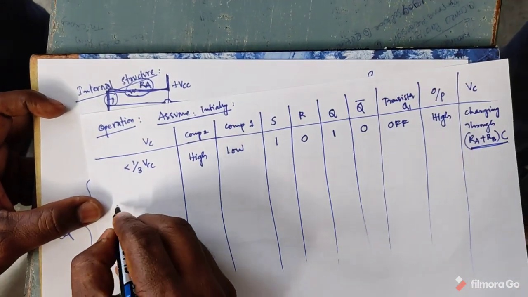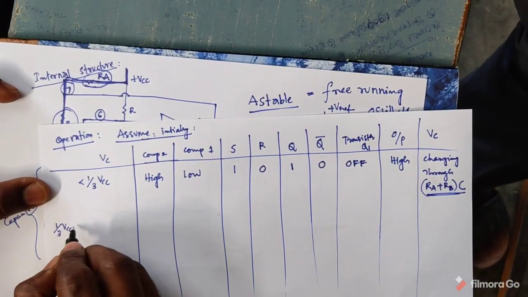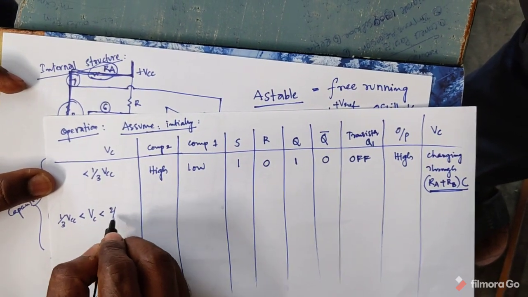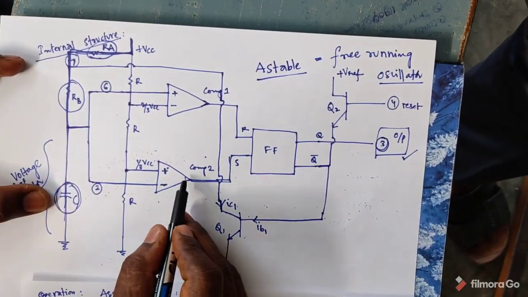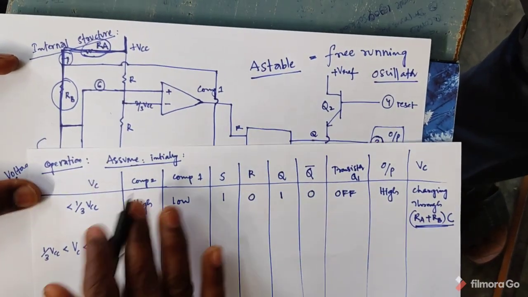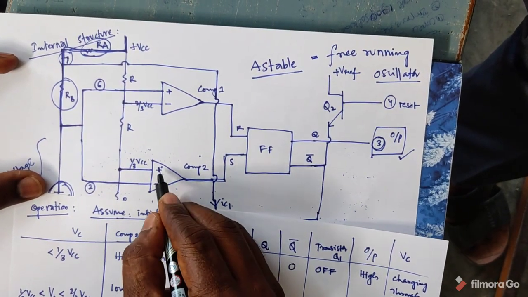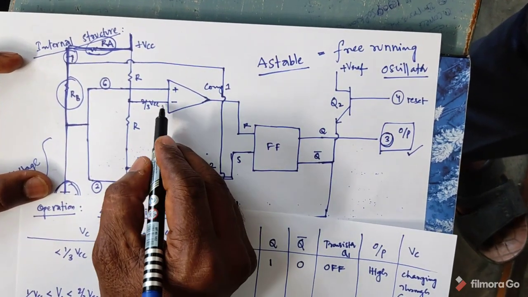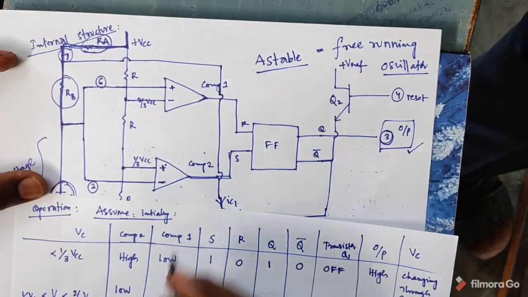And the second condition is, if the voltage drop across capacitor is greater than 1/3 of VCC and less than 2/3 of VCC. So that is greater than 1/3 of VCC, that is connected to comparator 2. Already we have 1/3 of VCC, but my input voltage is greater than 1/3 of VCC, so comparator 2 is low. Why? Because negative terminal is greater than positive terminal voltage. And same voltage is connected to positive terminal of comparator 1. Already we have 2/3 of VCC, but we are applying less than 2/3 of VCC, so result will be low.